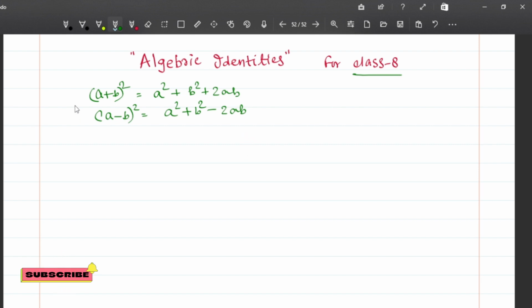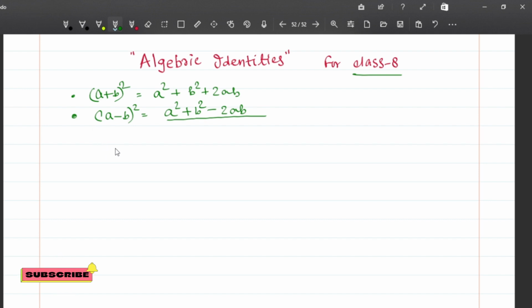Now, before starting this chapter, we will focus only on these two formulas: (a plus b) whole square equals a square plus b square plus 2ab, and another one, (a minus b) whole square equals a square plus b square minus 2ab.